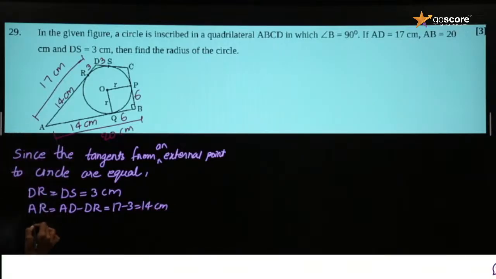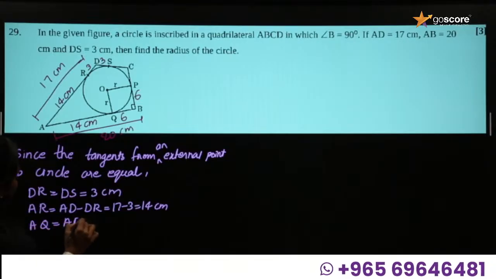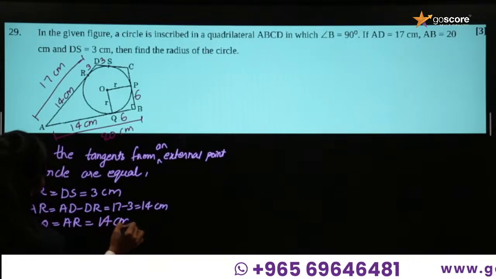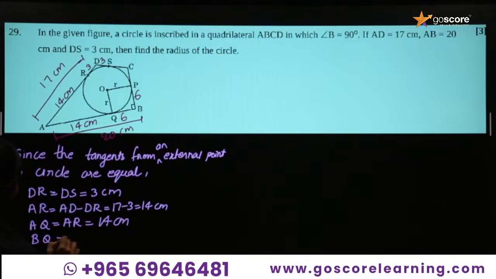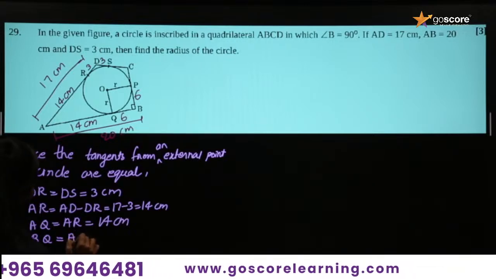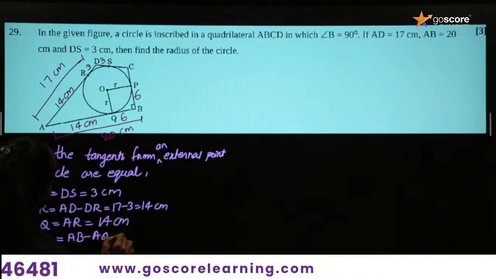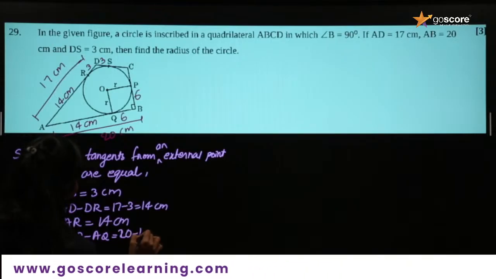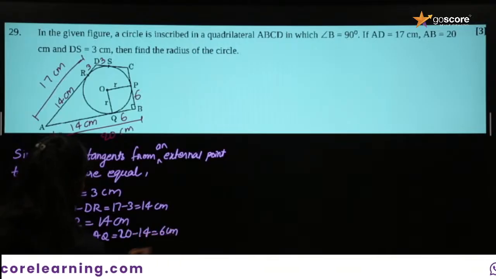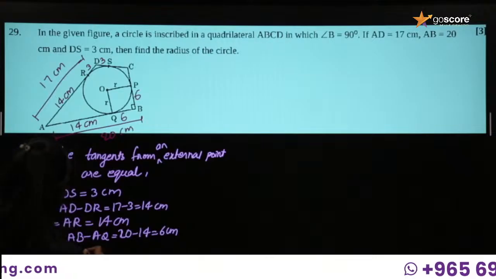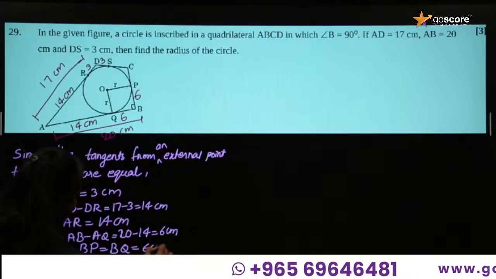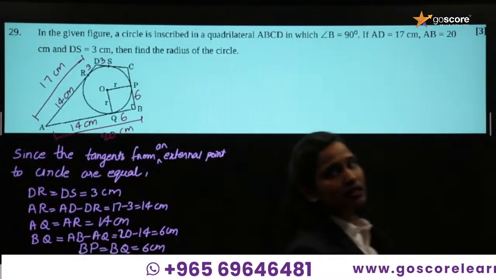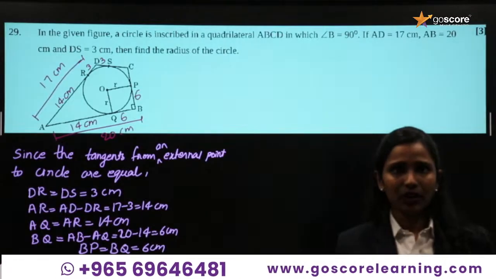And then after that we can write AQ equal to AR, which is equal to 14 centimeters. Then we can write BQ is equal to AB minus AQ, which is 20 minus 14, which is 6 centimeters. And finally we can write BP equal to BQ equal to 6 centimeters. All these things from one theorem, 10.2. Okay, now you got everything.